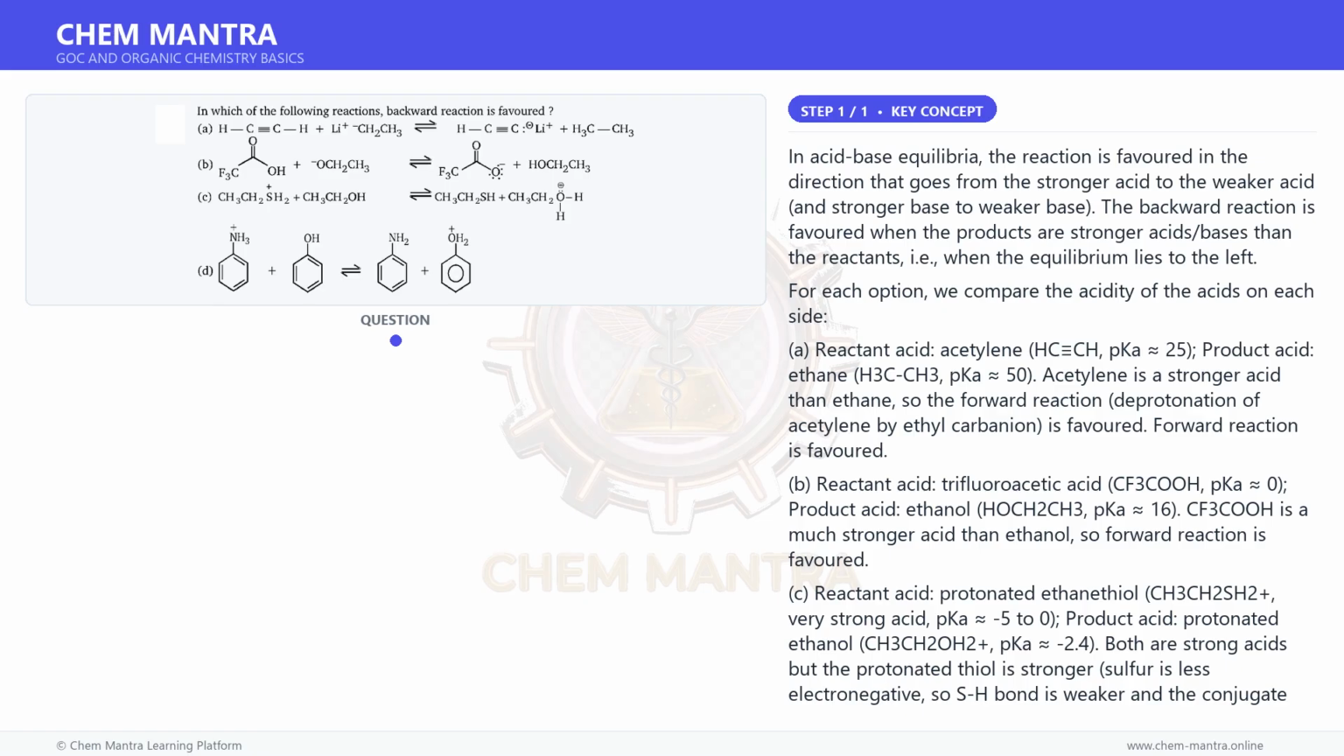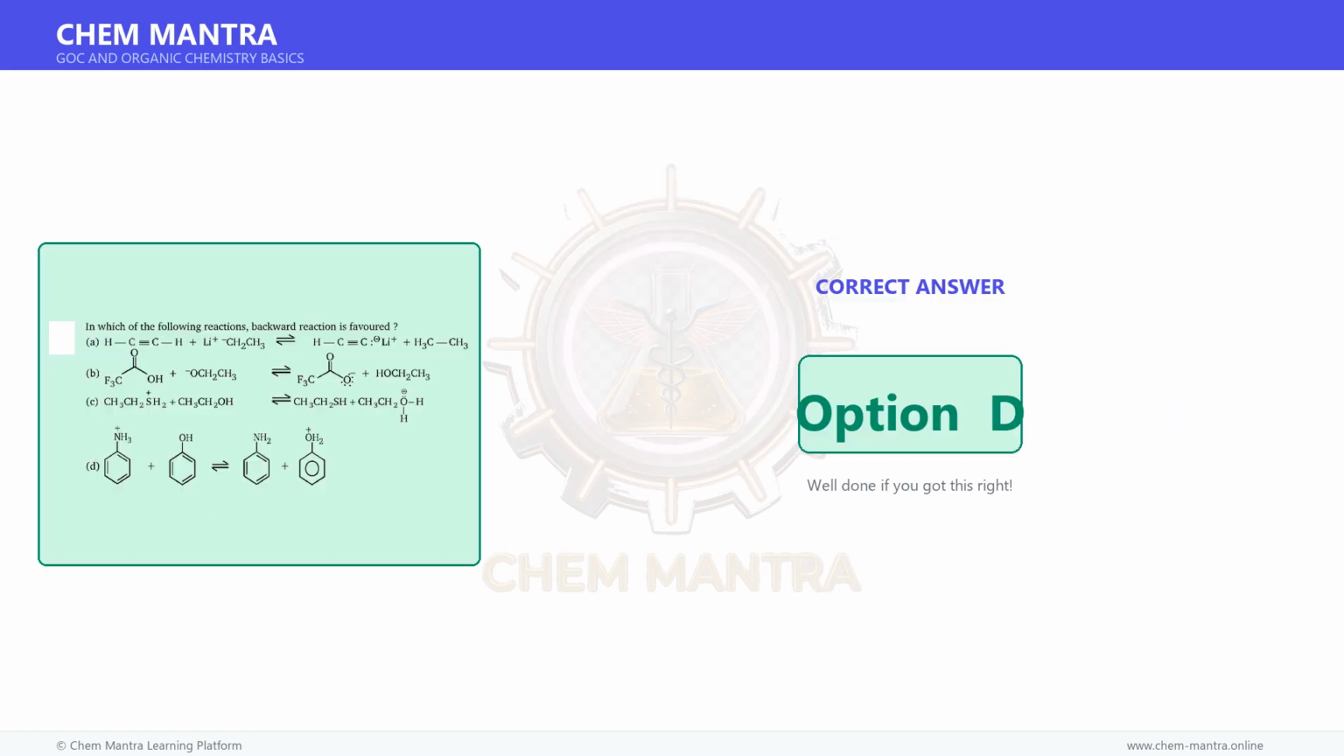Equilibrium favors the side with the weaker acid. Since PhNH3+, pKa 4.6, is a weaker acid than PhOH2+, pKa -6, the backward reaction is favored. The products contain a stronger acid, PhOH2+, than the reactants, PhNH3+, so the backward reaction is favored. Therefore, the correct answer is option D.